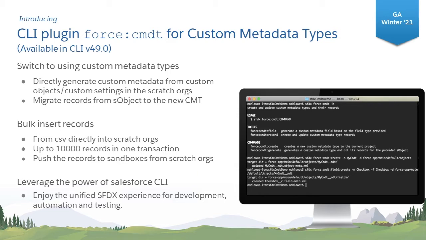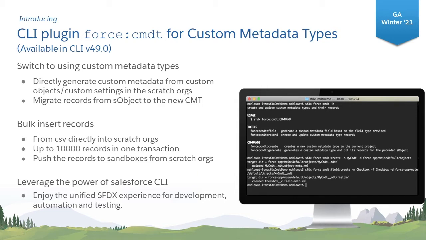So just a few minutes back, we talked about why custom metadata types are so much better than custom settings and why you should be using them instead. Now here is the how part. With the generate command of the plugin we just released, you can switch your existing S-objects to custom metadata types and migrate all its records in the same transaction to the new type. So one step, one command, and you just migrated from custom settings to custom metadata types without losing any data. Isn't that smooth?